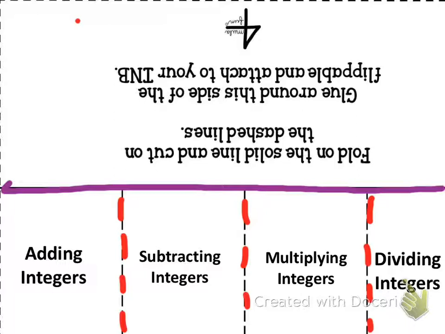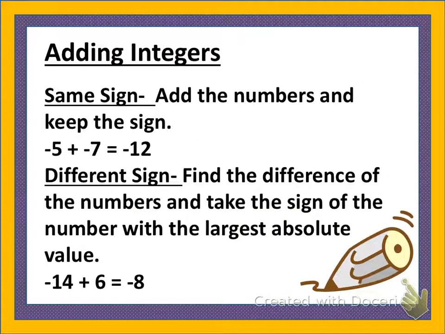you will fold those down, and then you'll have 4 flaps, one for adding integers, one for subtracting integers, multiplying integers, and dividing integers. Now after you fold it, you're going to lift up the flap that says adding integers, and you're going to write this on there. So you can pause the video so that you can write this on, but it's just that same sign. You add the numbers and keep the sign.